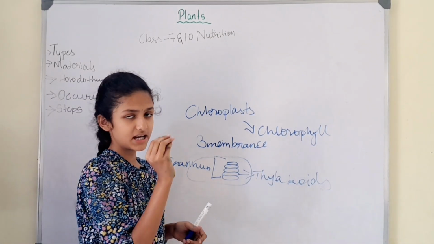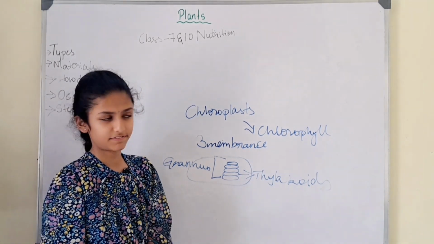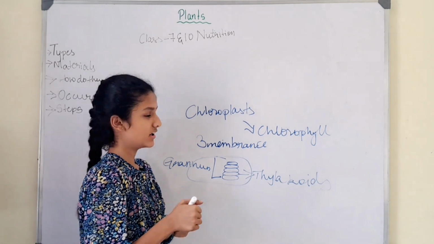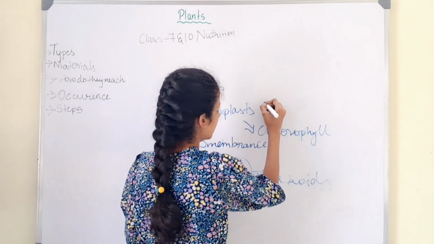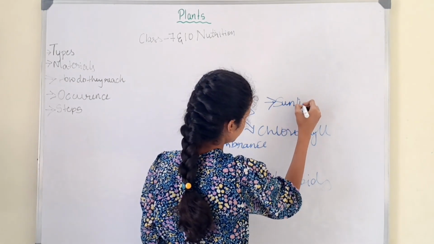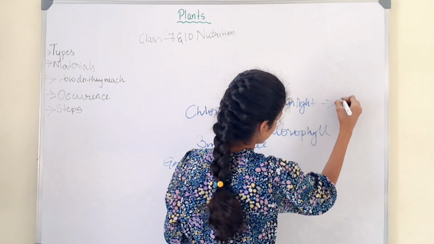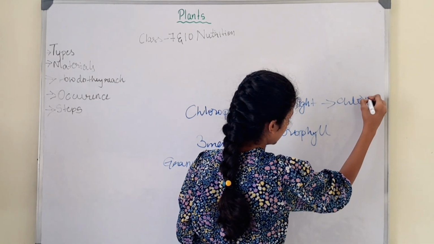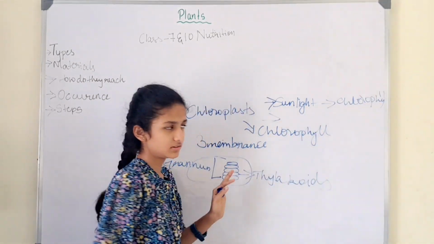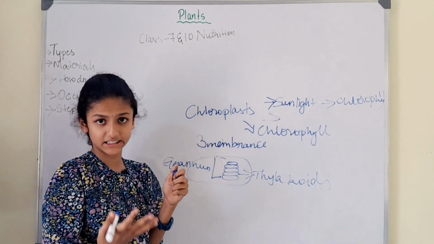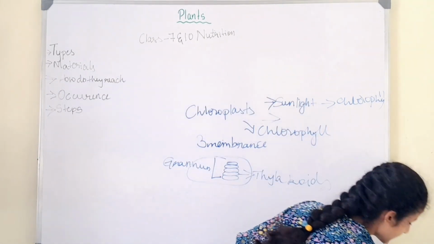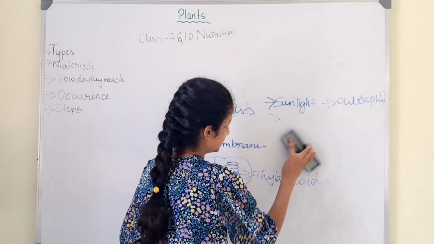Now in this thylakoid, we have chlorophyll. What does this chlorophyll do? It absorbs sunlight. Let us list down the steps. Sunlight is absorbed through chlorophyll, and the chlorophyll has that solar energy. Now what will that energy be used for? It will be used for splitting water molecules.